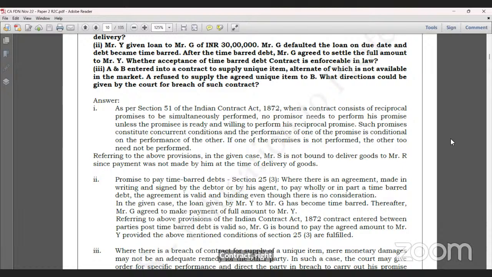A and B entered into a contract. Promised to pay time barred debts. Section 25, subsection 3, where there is an agreement. This is section 25, no consideration, no contract. Section 25 subsection 1 is natural love and affection. Subsection 2 is voluntary gratuitous act. Subsection 3 is time barred. Subsection 4 is gift. Subsection 5 is agency. And subsection 6 is charity. I hope you'll remember. These are all sections. There were 6 agreements for no consideration, no contract.